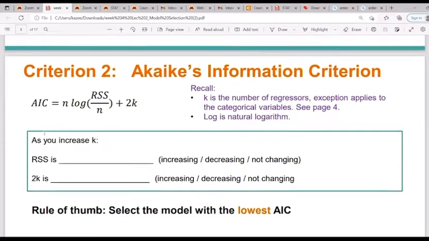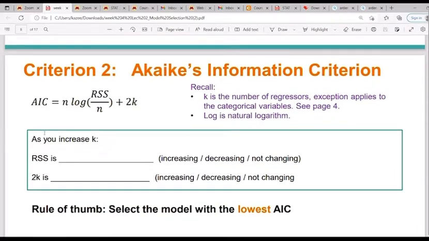Now I'm going to go into criterion number 2, which is what we call the Akaike information criterion, abbreviated as AIC. As you can see here, it's also a function of the residual sum of squares. I told you the other time, the 3 criteria are actually modified, adjusted residual sum of squares. Take a look at this now. Our N here is the number of observations and our K is the number of regressors.